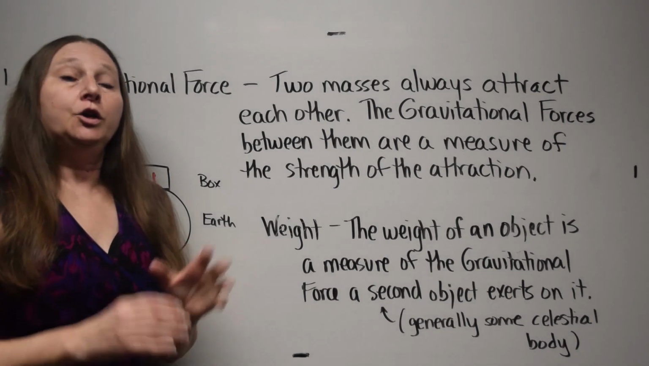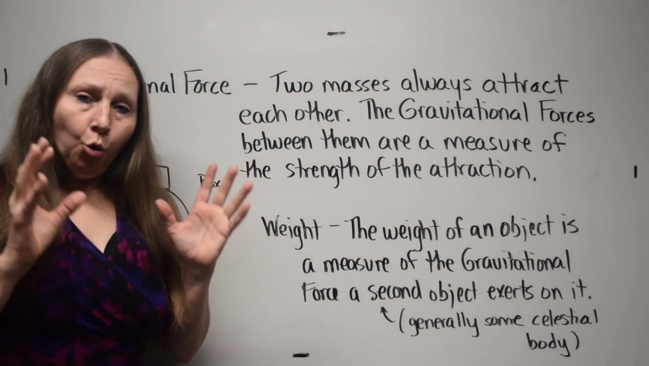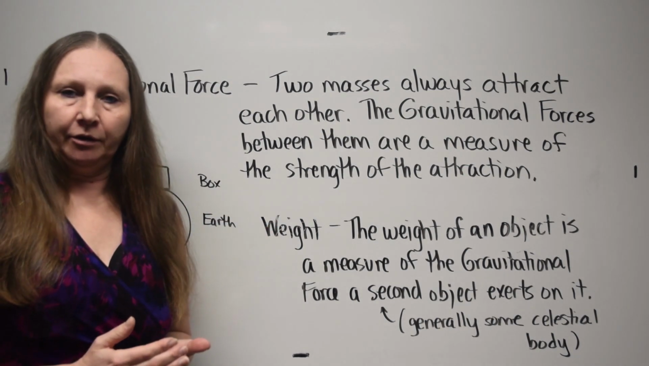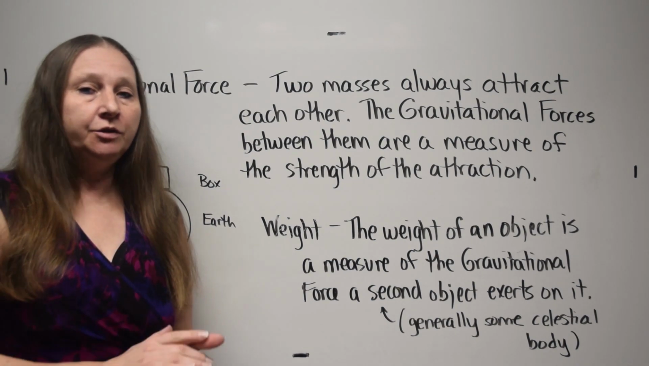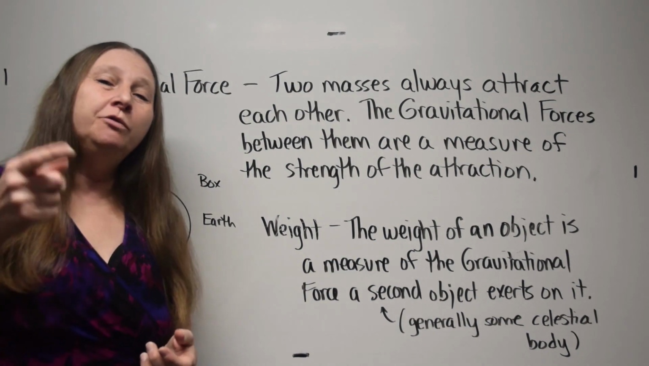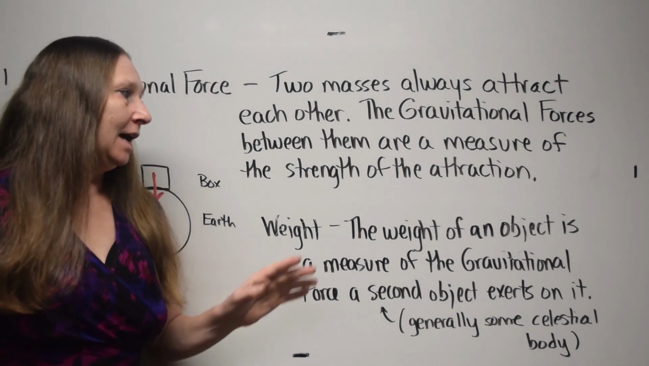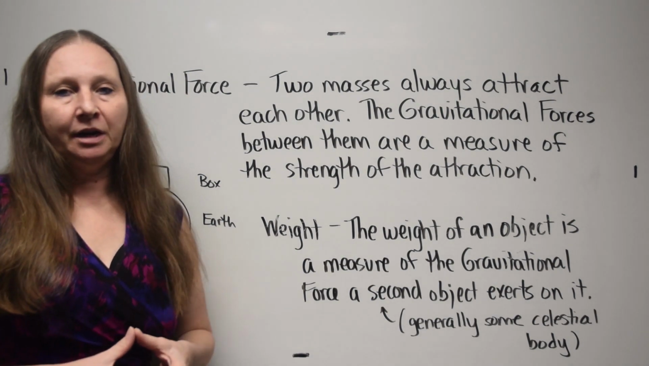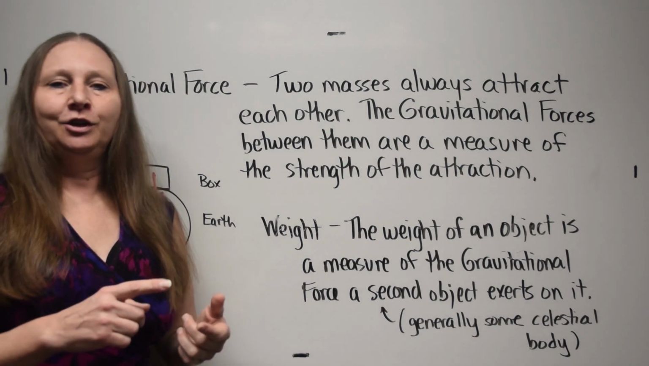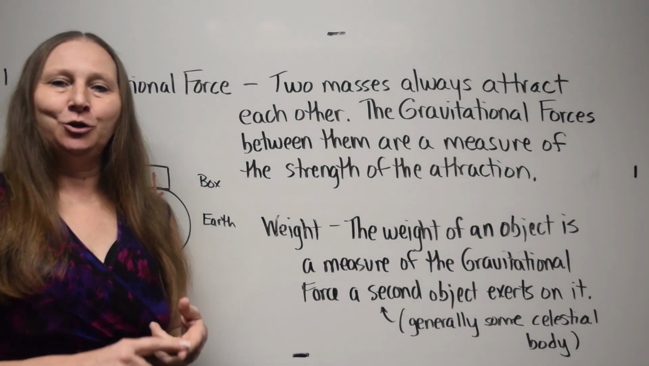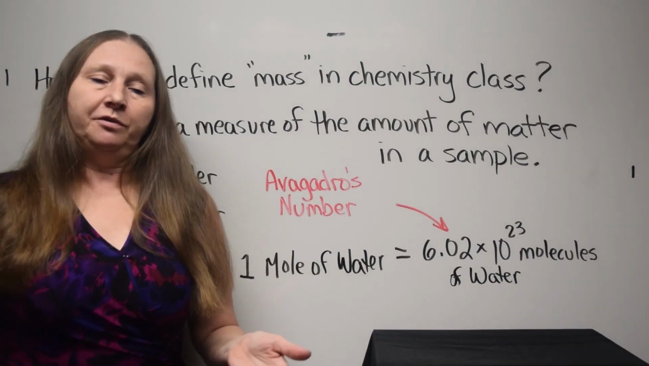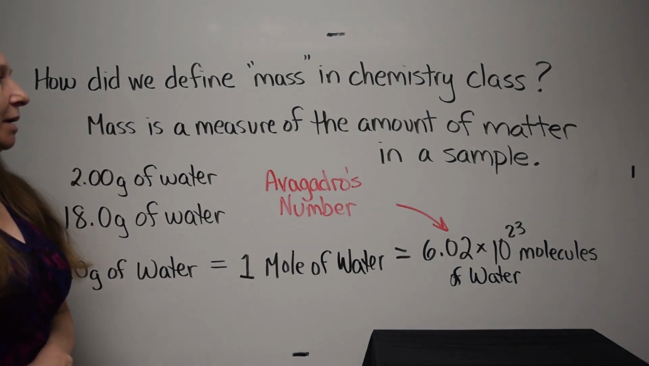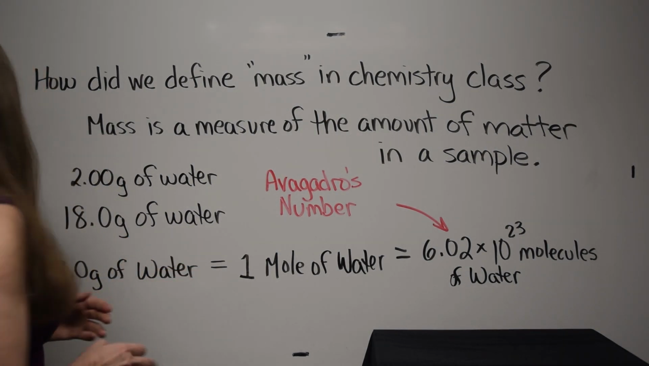So what we've had here is a quick introduction to the vocabulary that we're going to be using in this video and probably the next two videos that follow. So now let's go into much more detail so that we understand the meaning of mass, inertia, gravitational mass, inertial mass. How did we define mass in chemistry class? Mass is a measure of the amount of matter in a sample.